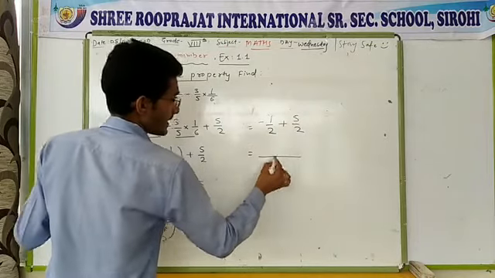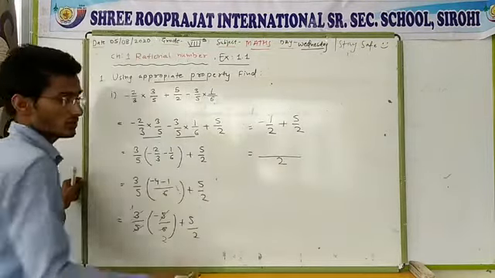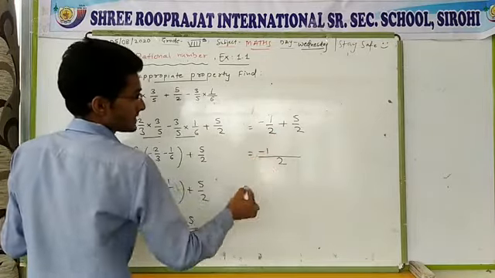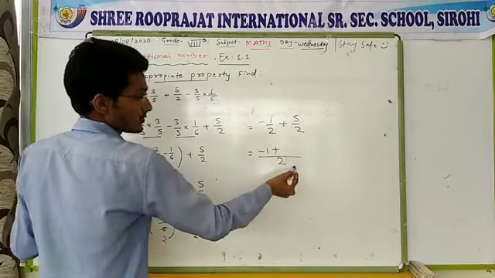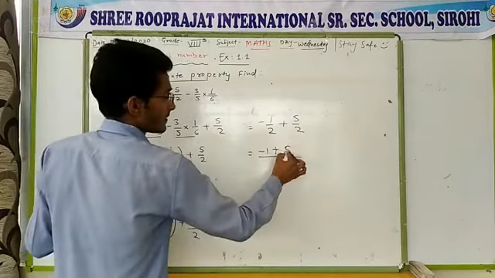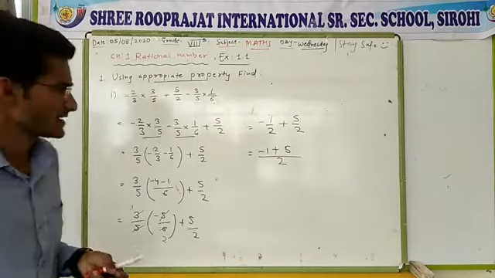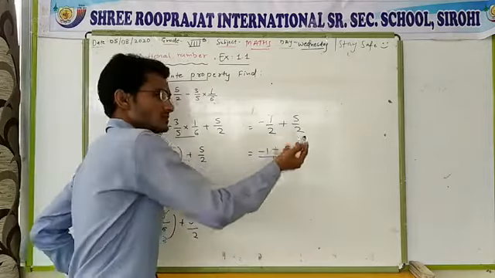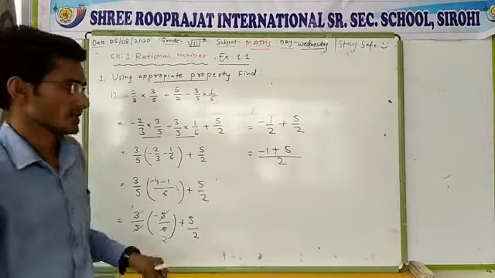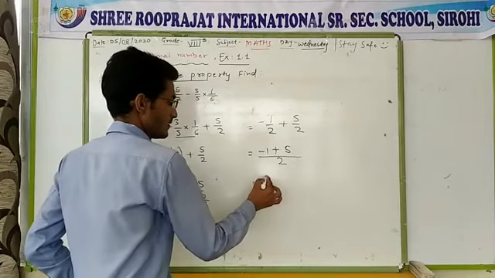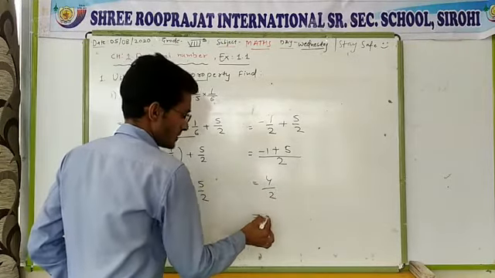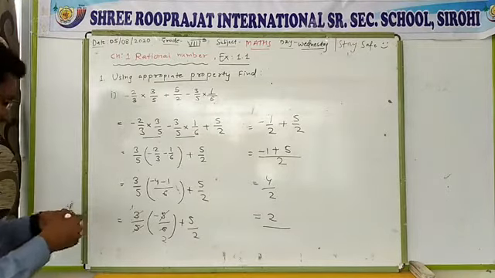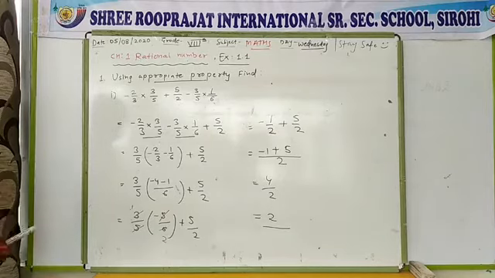So next step. The LCM of 2 and 2 is 2. 2 divided by 2 is 1, and 1 multiplied with 1 is minus 1 here. Same as it is, 2 divided by 2 is 1 time, and 1 multiplied by 5 is 5. When they are like fractions, when the denominators are the same, you have to just add or subtract the numerators. So minus 1 plus 5 you will get 4 by 2, and 4 by 2 is 2.